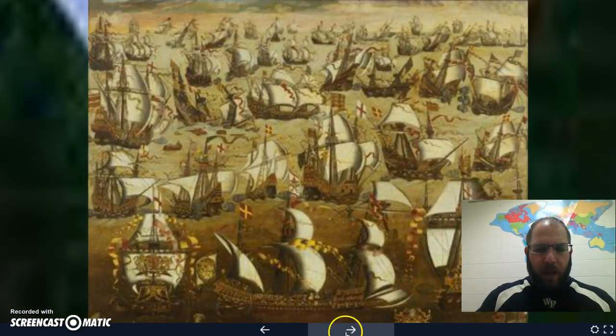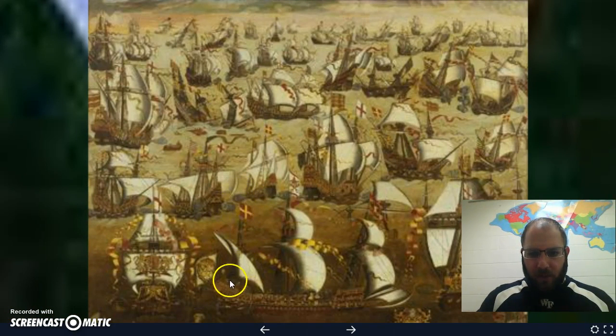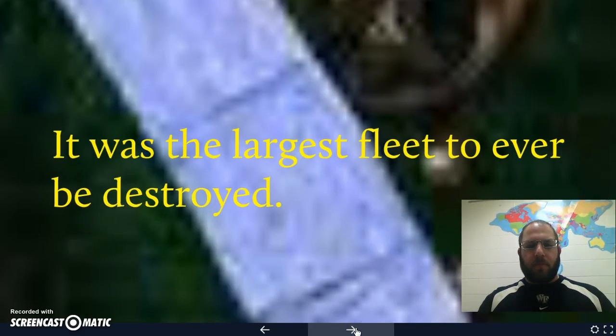All right, so here's a little painting. The red and white flag ships are the Spanish ones. You can see how big they are versus the much smaller English ships, which are the red and white flags right here. Okay, and this really is the largest fleet ever to be destroyed, at that time, and the amount of money behind it is what's going to be the problem there.